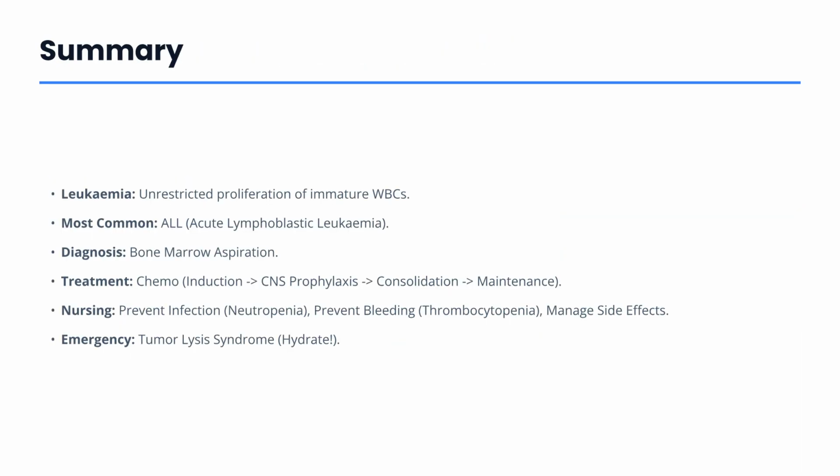In summary, leukemia is the proliferation of immature white blood cells. ALL is the most common type. Diagnosis is by bone marrow aspiration. Treatment is multiphased chemotherapy. Nursing care prioritizes infection and bleeding prevention and managing side effects, especially the emergency of tumor lysis syndrome.